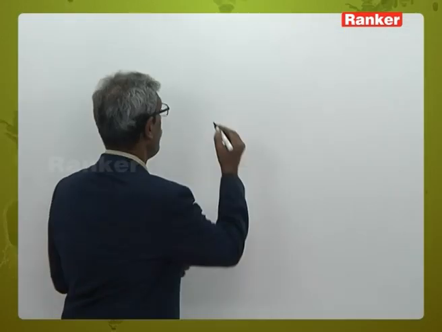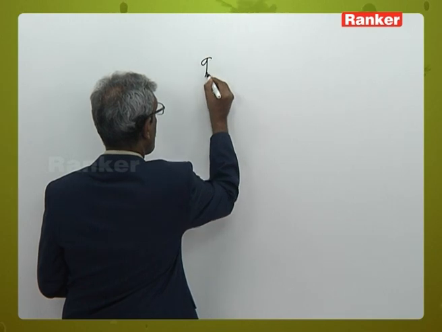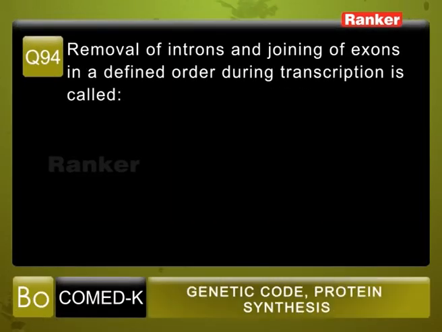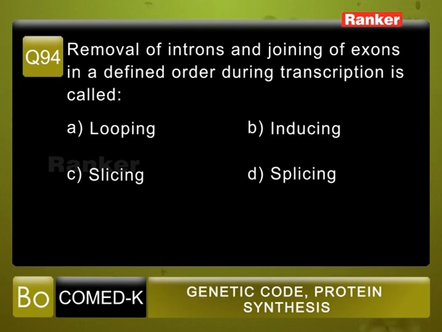We go to question number 94. Removal of introns and joining of exons in a defined order during transcription is called: A. Looping, B. Inducing, C. Slicing, D. Splicing.